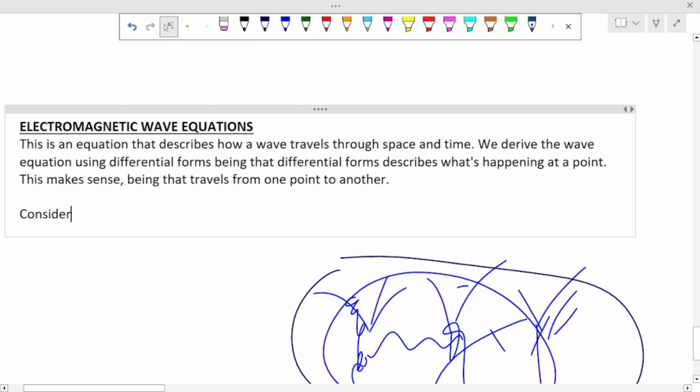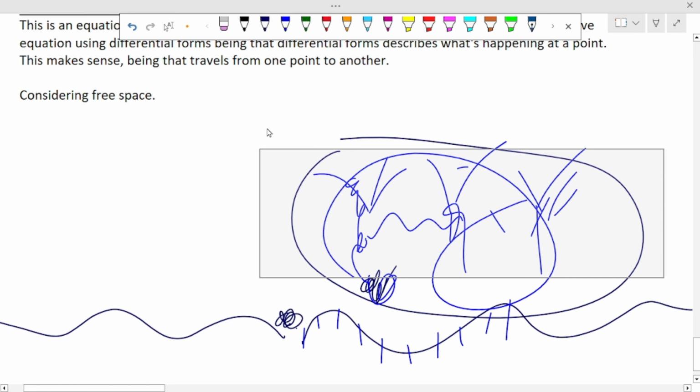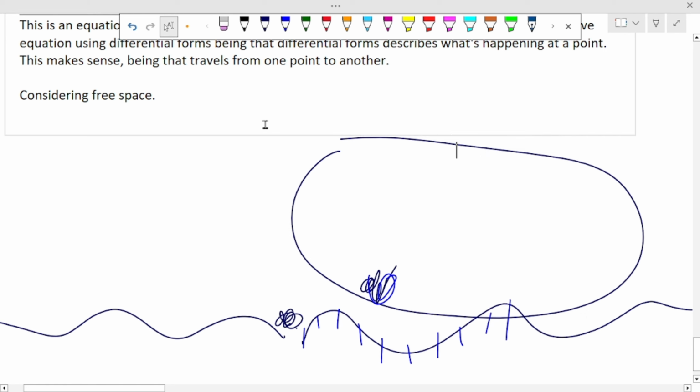So considering free space. Okay, so the wave equation we are about to derive now is for what? Free space. Okay, for free space. Are we ready, or are we together? We are ready and together. Okay, so let's go.